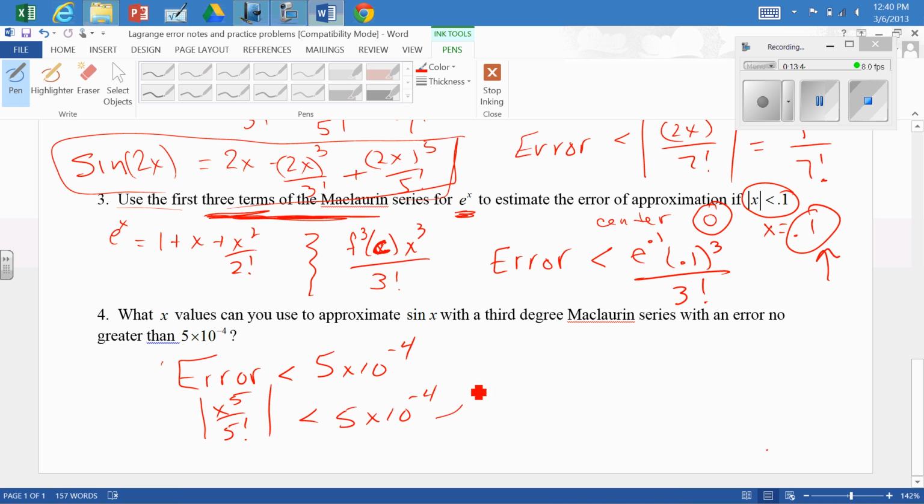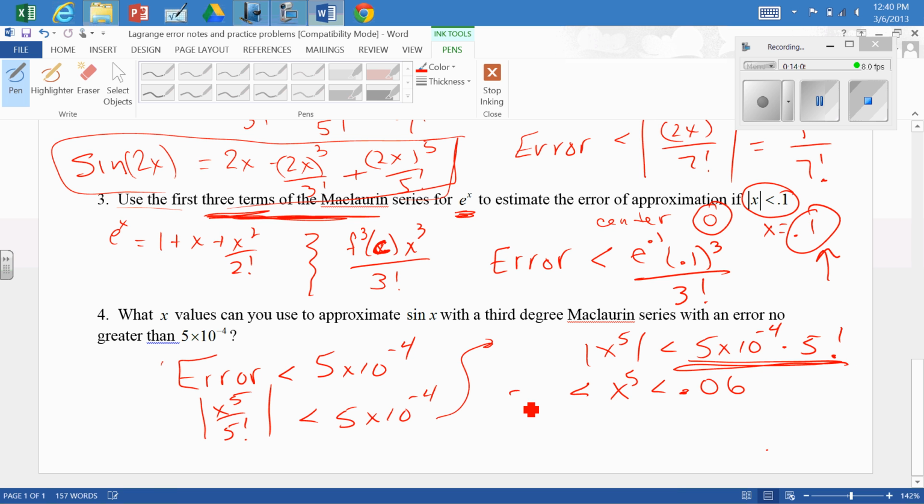So let's do a little algebra. That means x to the fifth in absolute value is less than 5 times 10 to the negative 4 times 5 factorial. Okay? Using more algebra, by the way, that number is 0.06. So x to the fifth is less than 0.06, or greater than negative 0.06. Remember that from algebra? Yeah, I was having a brain fart.